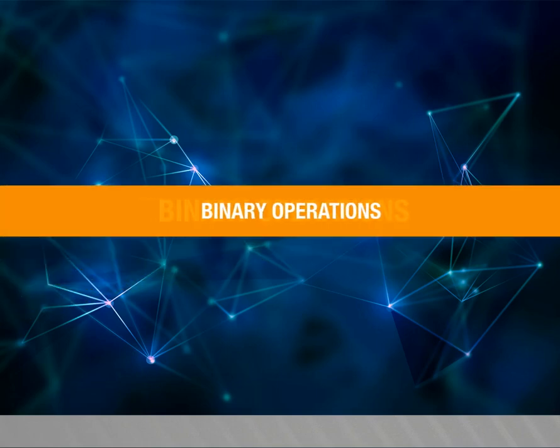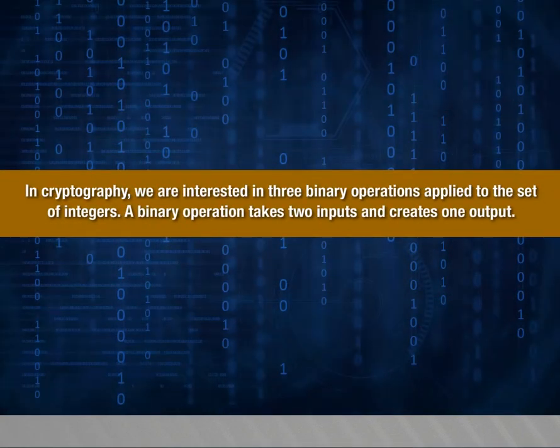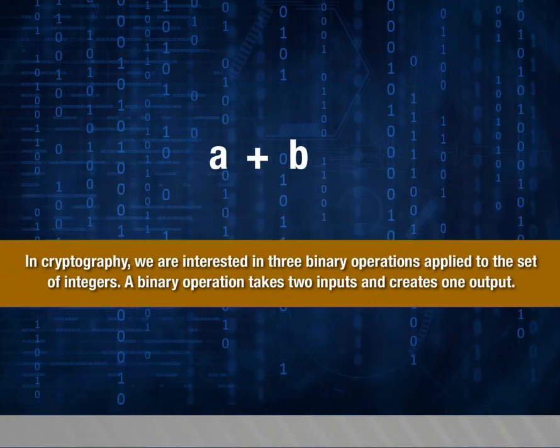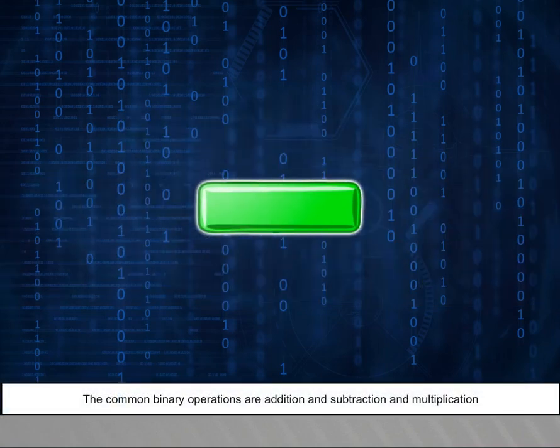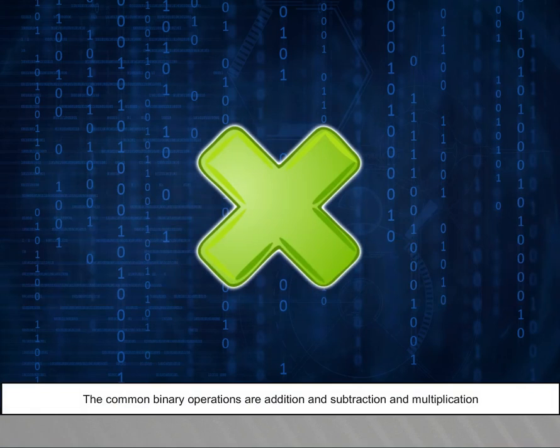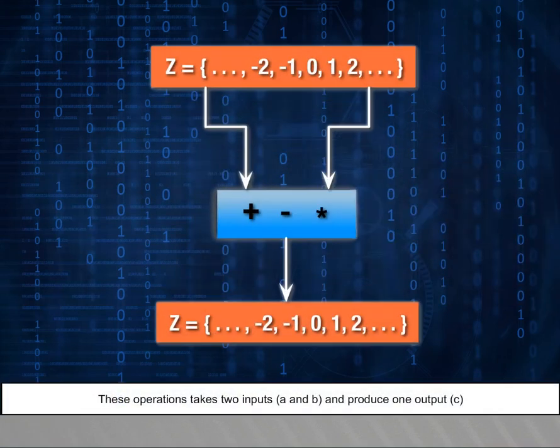Binary operations. In this video, we are going to see about binary operations. In cryptography, we are interested in 3 binary operations applied to the set of integers. A binary operation takes 2 inputs and creates 1 output. The common binary operations are addition, subtraction, and multiplication. These operations take 2 inputs A and B and produce 1 output C.